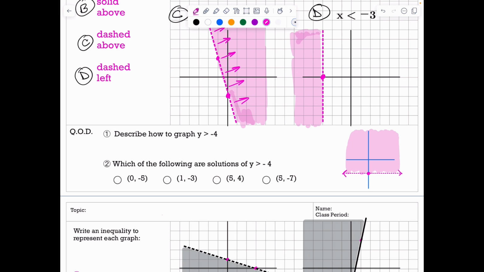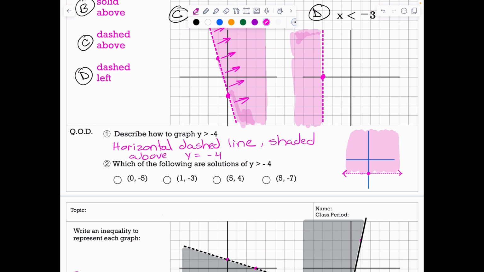So this is a horizontal dashed line, shaded above, y equals -4.